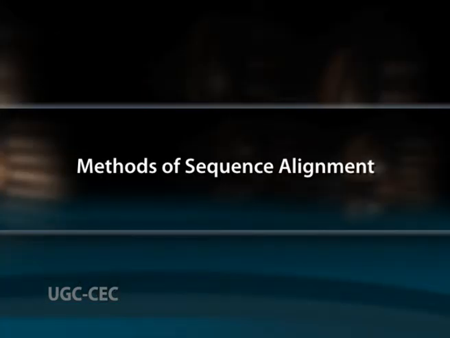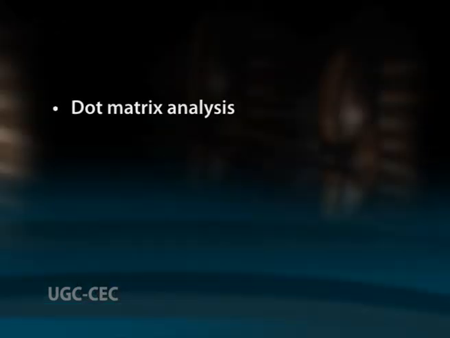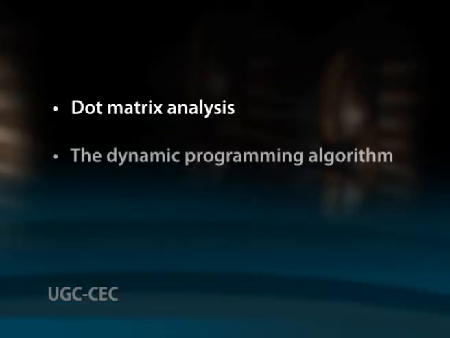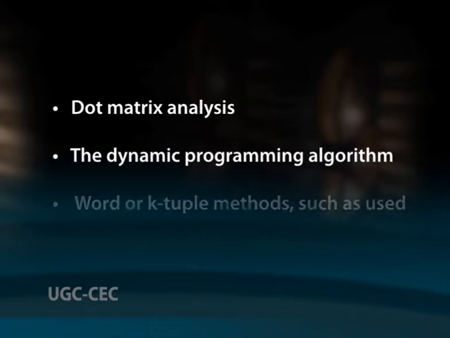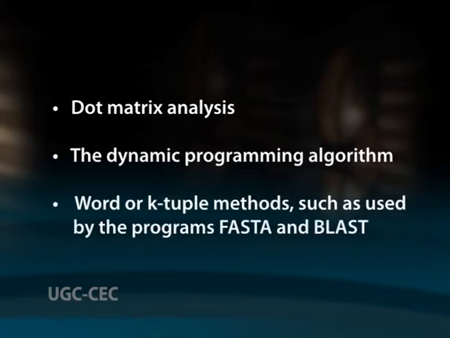Methods of sequence alignment. Alignment of two sequences is performed using the following methods: dot matrix analysis, the dynamic programming algorithm, and word or k-tuple methods such as those used by the programs FASTA and BLAST.